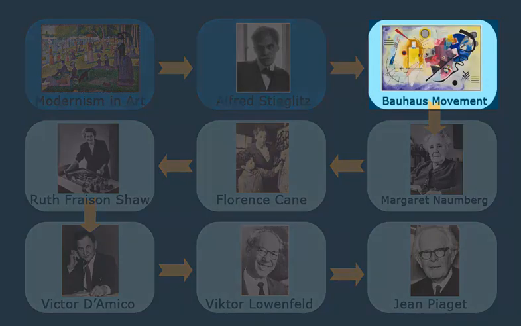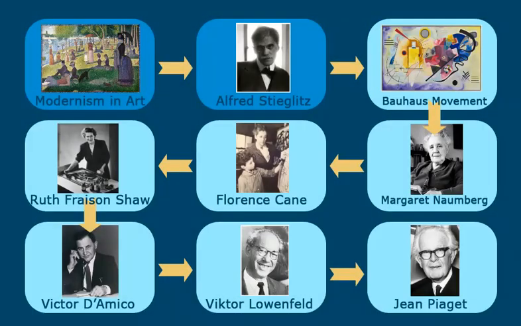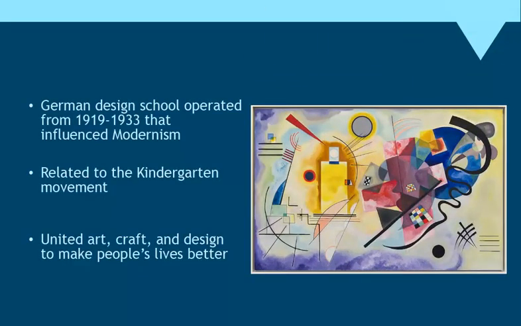The Bauhaus movement. The Bauhaus movement was a German design school that influenced modernism. It was in operation from 1919 to 1933. It was related to the kindergarten movement. It united art, craft, and design to make people's lives better. It was closed due to political differences when the Nazis came to power in the 1930s. The movement then spread internationally.